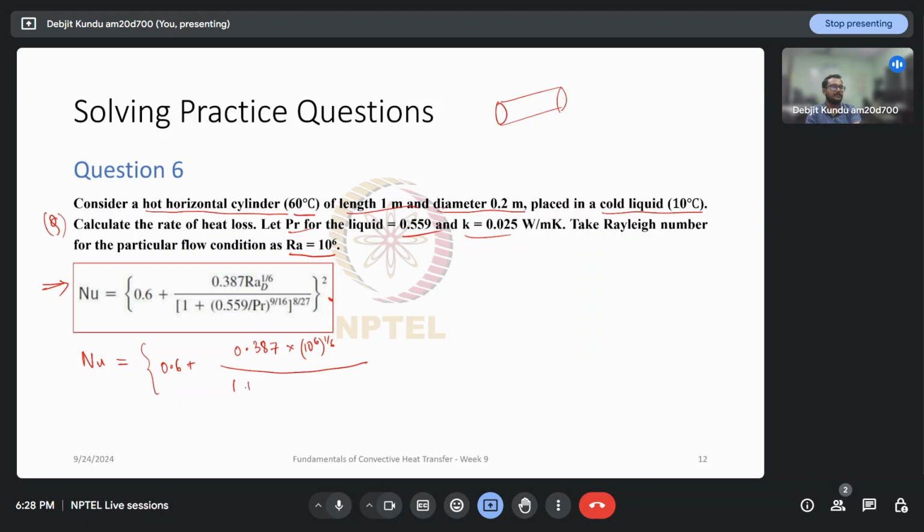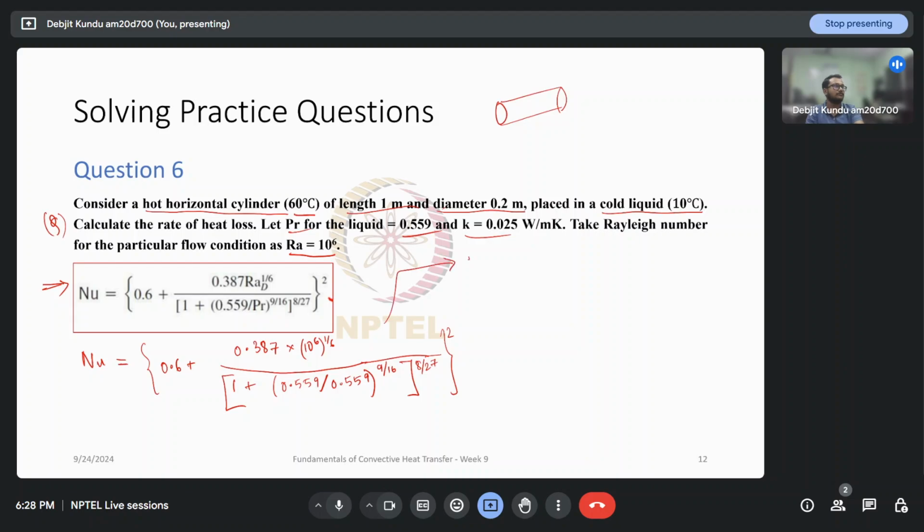And in the denominator I have 0.559 by Prandtl number. So the Prandtl number value is also 0.559. So this becomes 1. 1 to the power 9 by 16 is also 1. And this whole thing to the power 8 by 27, and this whole thing squared.